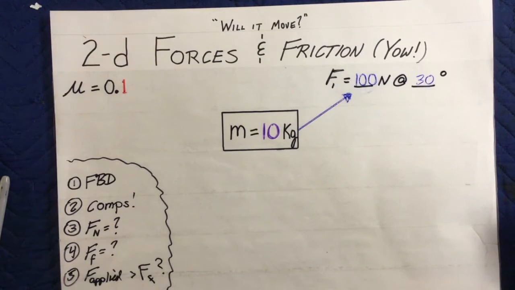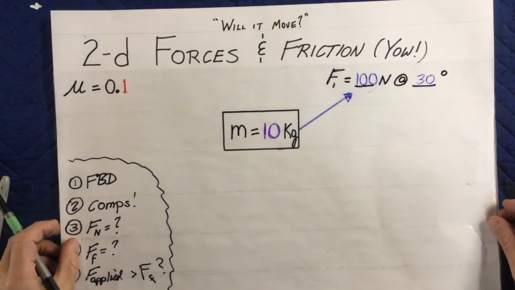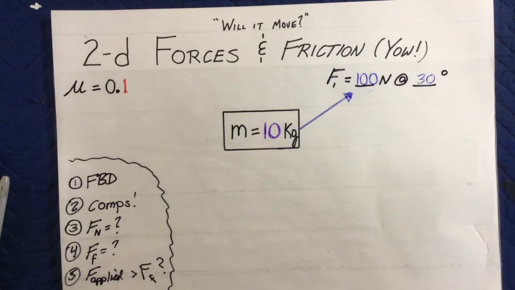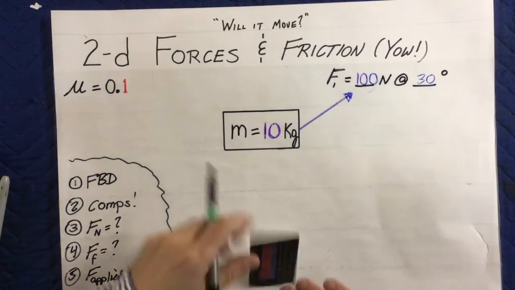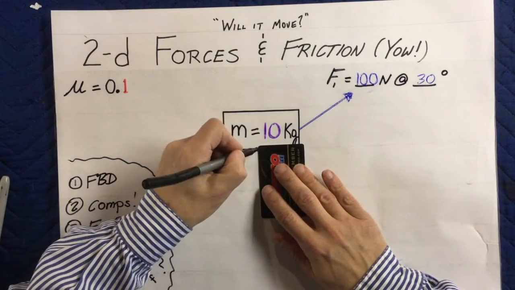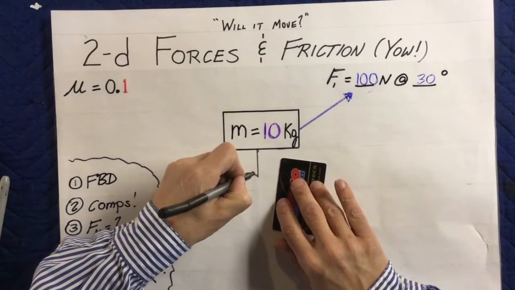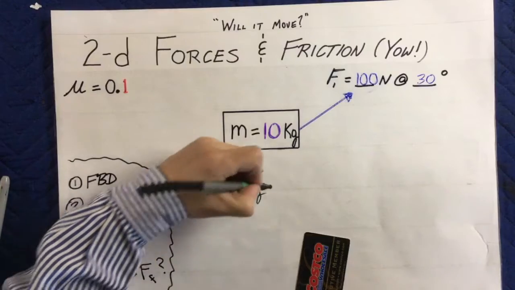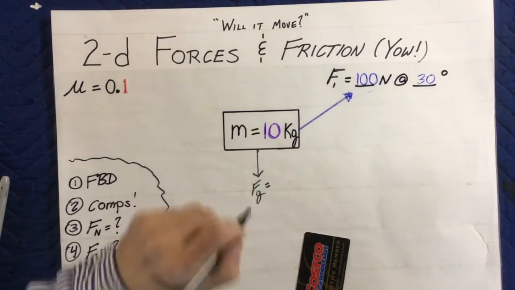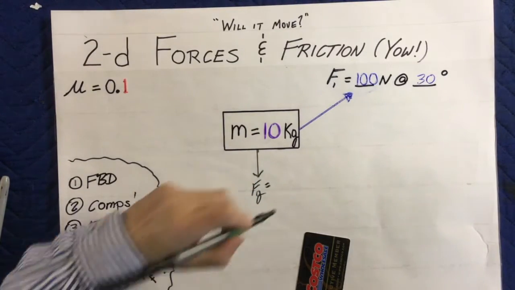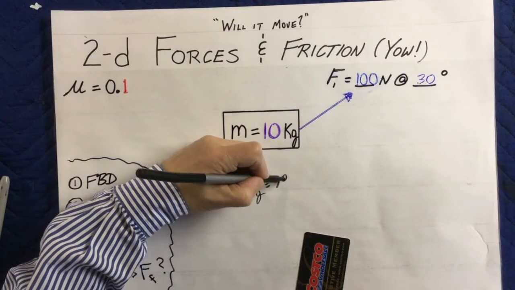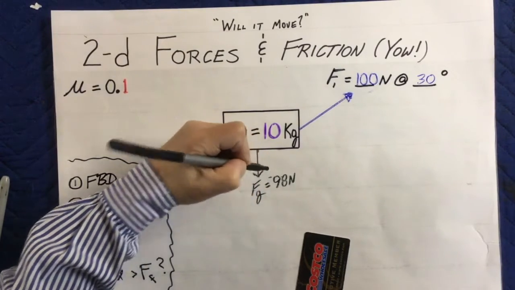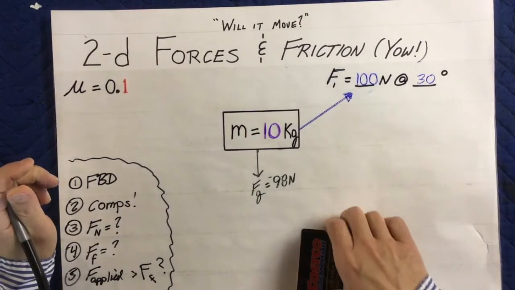So if I look at this, I know, unless I'm told otherwise, this is happening on the planet Earth. So I'm going to have a force vector downwards, which is my gravitational pull. And if we use that mass times the gravitational field strength, we get 98 newtons down. If we're using negative 9.8, you get 100 newtons down if we use negative 10.